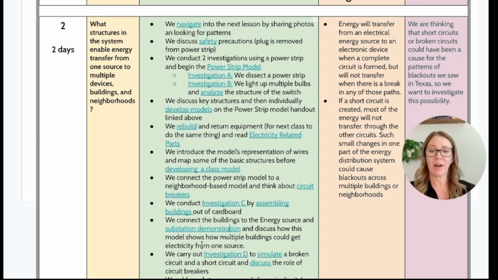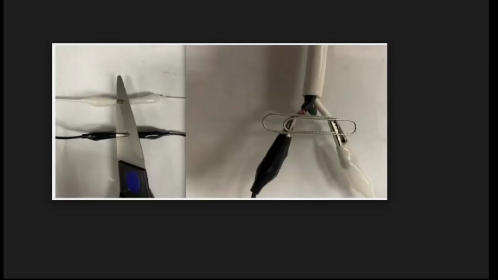And then we carry out D, which is going to simulate broken circuits and short circuits. And so we're going to simulate this using a paper clip and a scissors. And so you can see that when you open the scissors, it would represent a broken circuit. And then this paper clip is going to represent a short circuit because that energy is going to transfer to the paper clip instead of going where it needs to go.